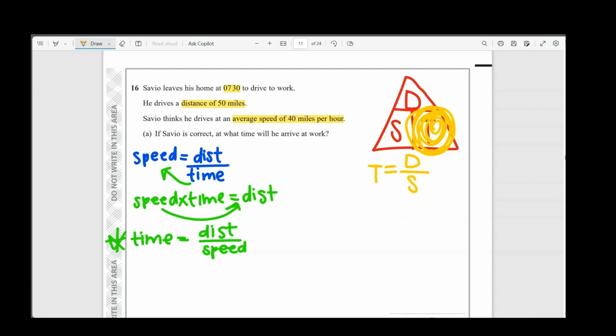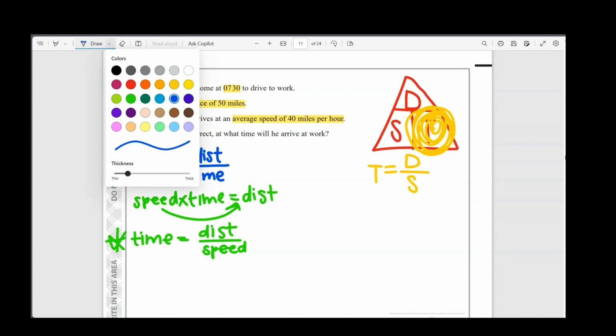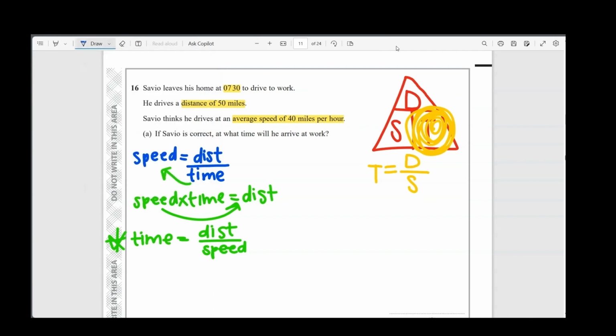Okay, so whichever way works for you, you are going to get a mark just for being able to put down this formula. So it's really important that you know it. So let's have a go at working this one out. We've got our formula now. Now we can get into it. So Savio, we want to work out first of all, how much time did it take to get to work? So we are going to say his time is equal to his distance, which was 50 miles, divided by his speed, which was 40 miles per hour.